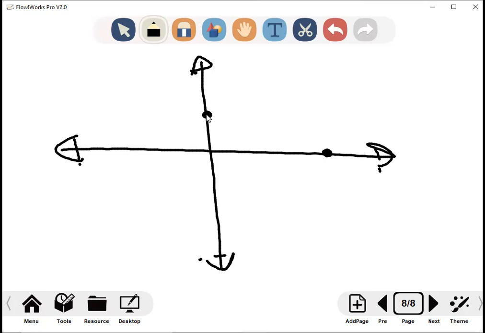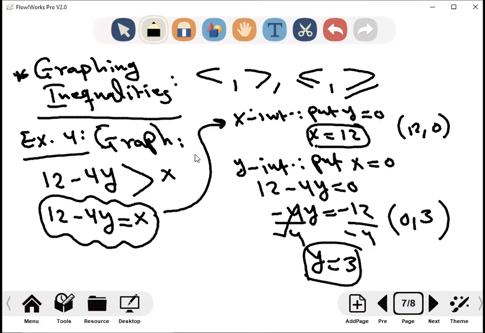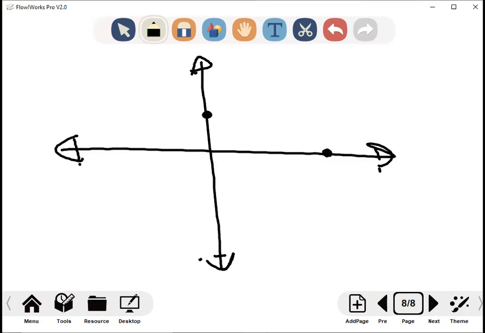Now I'm done with the equation. I will go back to my inequality, okay? So I will go to the inequality here. Is there an equal here, like these two? No. In this case, if there is no equal, either more than or less than, my line will be discrete points.